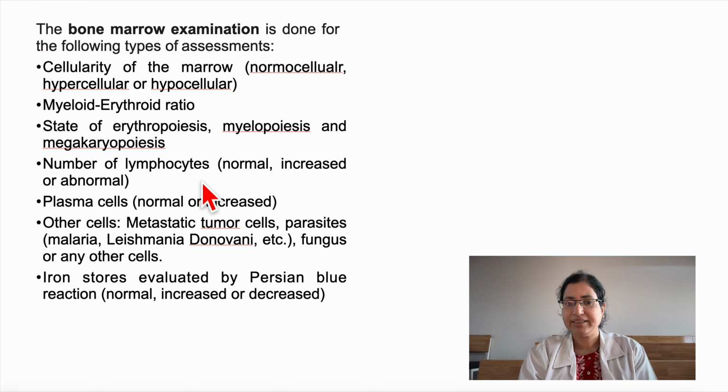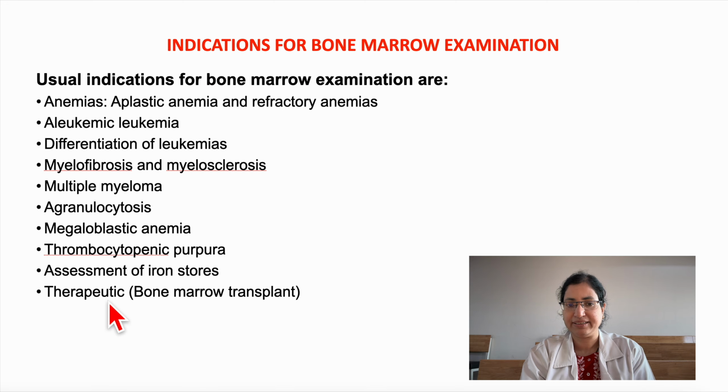Then the state of erythropoiesis, myelofibrosis and megakaryopoiesis. Then the number of lymphocytes: normal, increased or abnormal; plasma cells: normal or increased; and other cells, such as metastatic tumor cells, that is, a cancerous condition, parasites, for example malaria, Leishmania donovani, etc., fungus or any other cells. If there is presence of any parasites or any cancerous cells, we can check it by examining the bone marrow. Iron stores are evaluated by Prussian blue reaction: normal, increased or decreased.